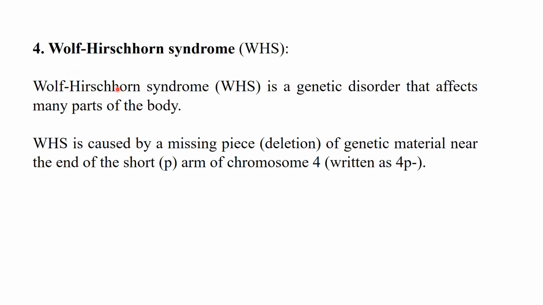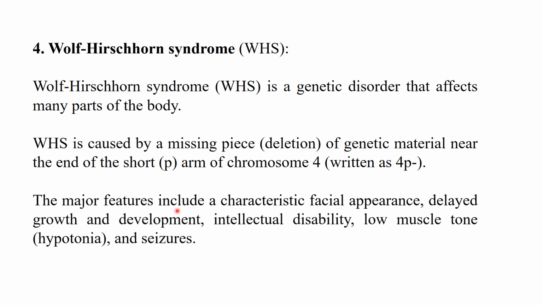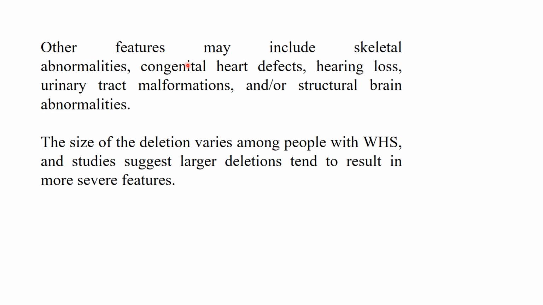Wolf-Hirschhorn syndrome. Wolf-Hirschhorn syndrome is a genetic disorder that affects many parts of the body. Wolf-Hirschhorn syndrome (WHS) is caused by a missing piece, or deletion, of genetic material near the end of the short p arm of chromosome 4, that is 4p minus. The major features include a characteristic facial appearance, delayed growth and development, intellectual disability, low muscle tone, that is hypotonia, and seizures.